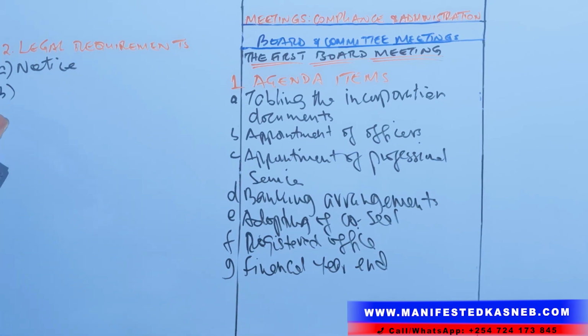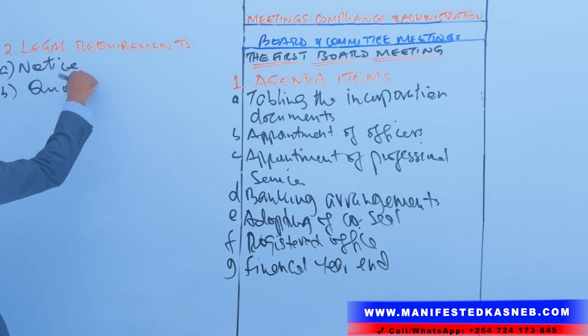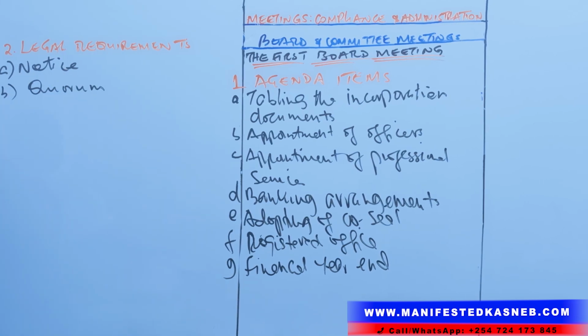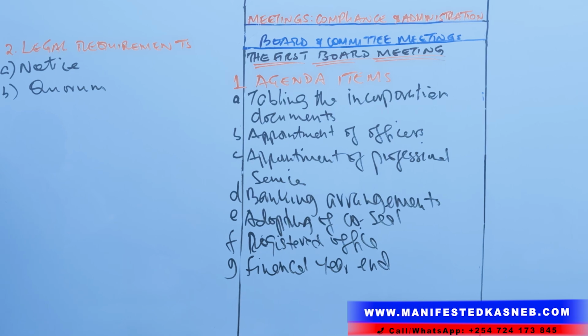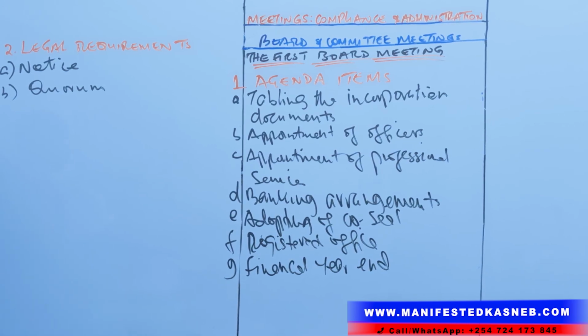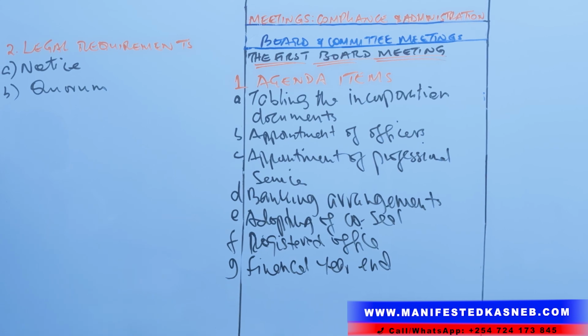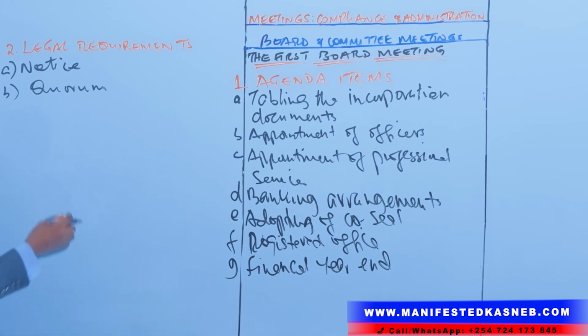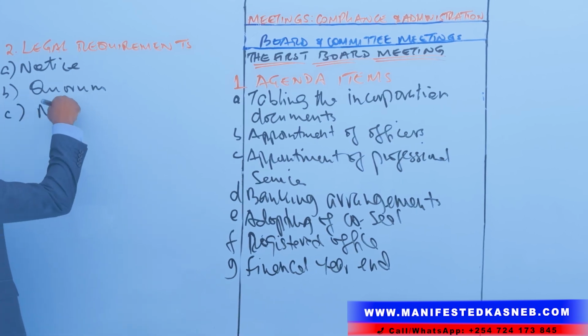Then number two, we have quorum. What is the requirement when it comes to quorum? Now, the minimum number of directors is usually 2 for public companies and 1 for private companies, unless the articles say otherwise. So for a private company, 1 director forms a quorum. For a public company, it is a minimum of 2. That is a quorum.